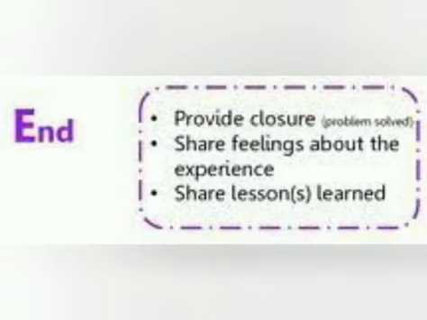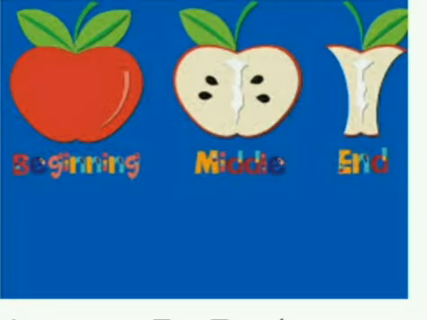End. Provide closure. Share feelings about the experience. Share lessons learned. Often there are lessons learned by the end of the story because the story has a lifespan, and according to that, the lessons are being learned. Beginning, middle, and end. Can you see the picture? Apple is being introduced. Middle, the important part, the cut. End part, we ate and finished the apple.